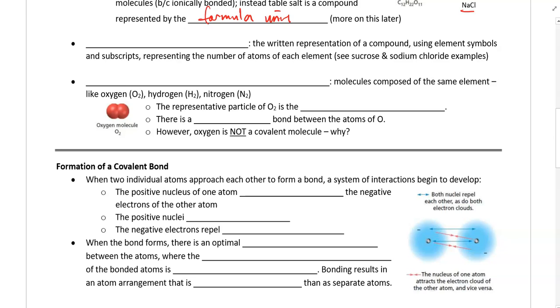First one right here. The written representation of a compound using element symbols and subscripts representing the number of atoms of each element. You see with examples that we saw earlier, that will be a chemical formula.